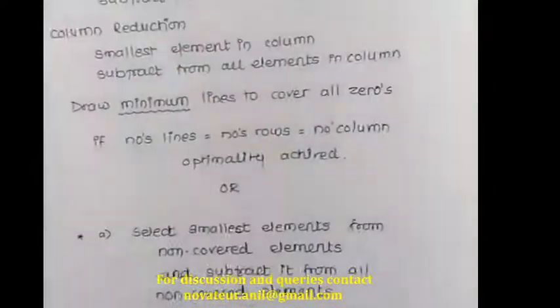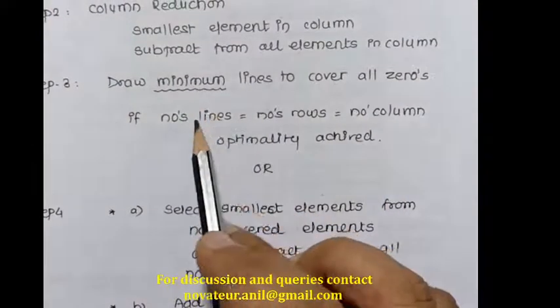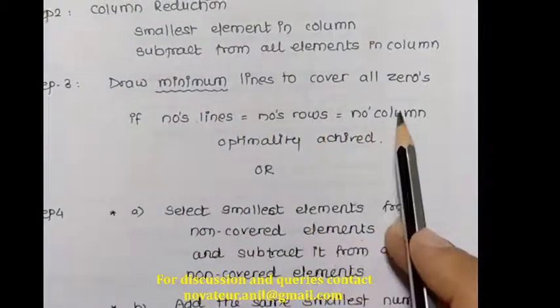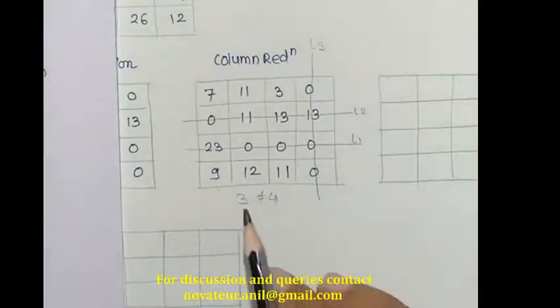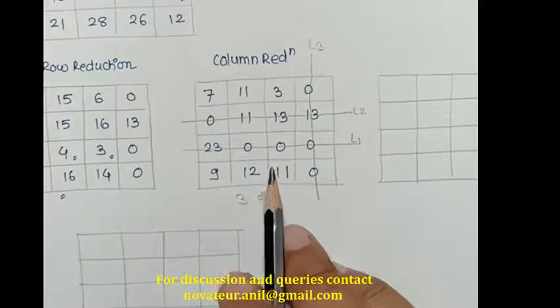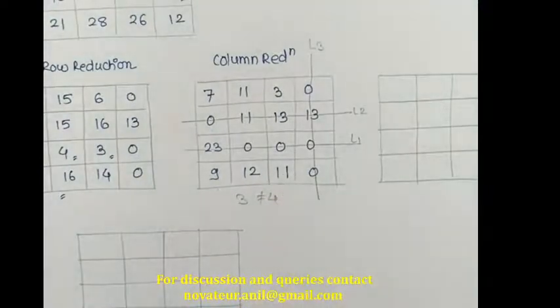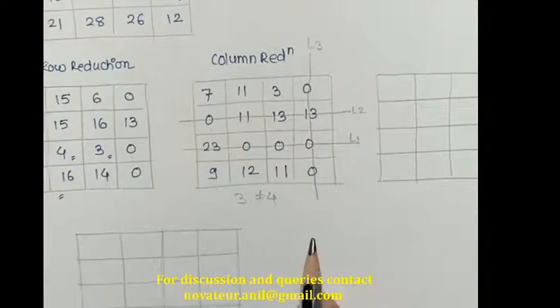So what is the process? The number of lines should be equal to the number of rows, which is equal to the number of columns. Here in this case the lines are 3, which is not equal to 4. Hence this is not an optimal solution. So I have to perform further operations on this particular matrix.